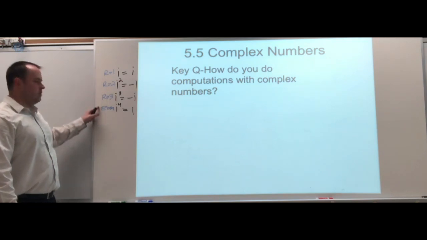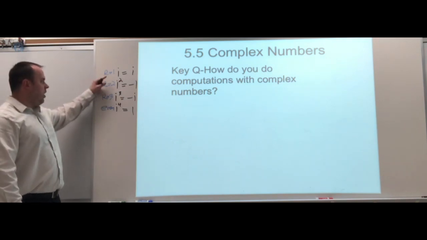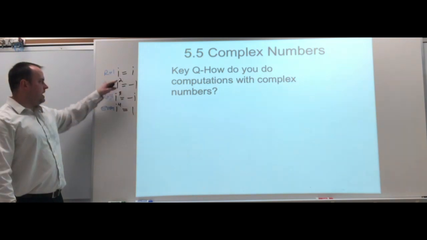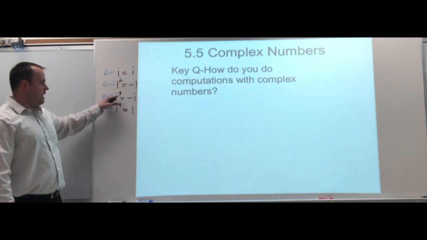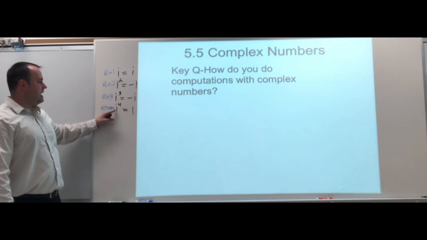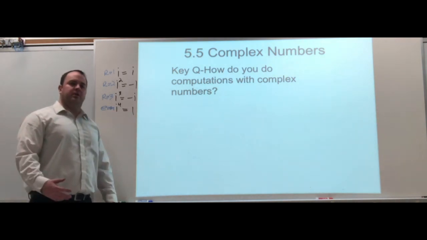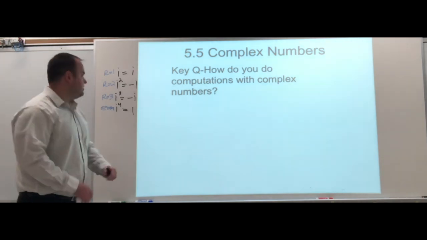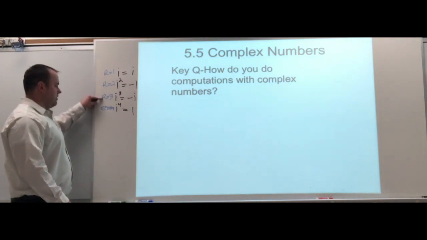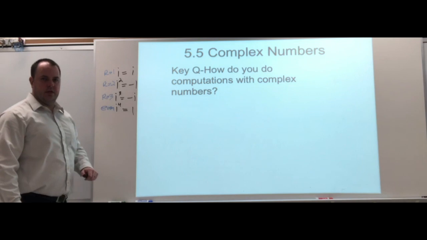Okay, here's the four-step rotation that we had before, depending on what the exponent is. i equals i, i squared equals -1, i cubed equals -i, and i to the fourth equals 1. Divide that exponent by 4 and see what the remainder is: remainder 1, remainder 2, remainder 3, or if it divides evenly.